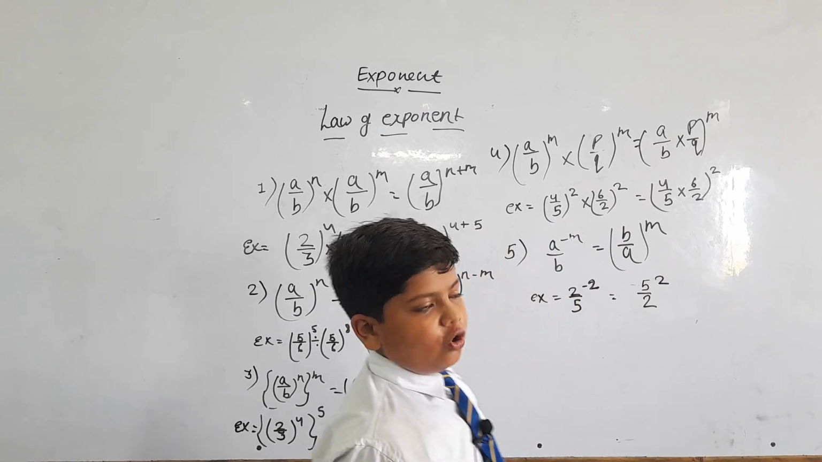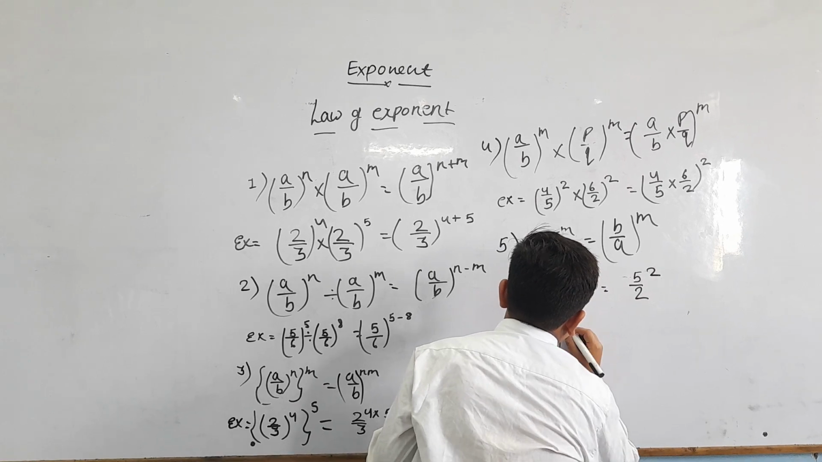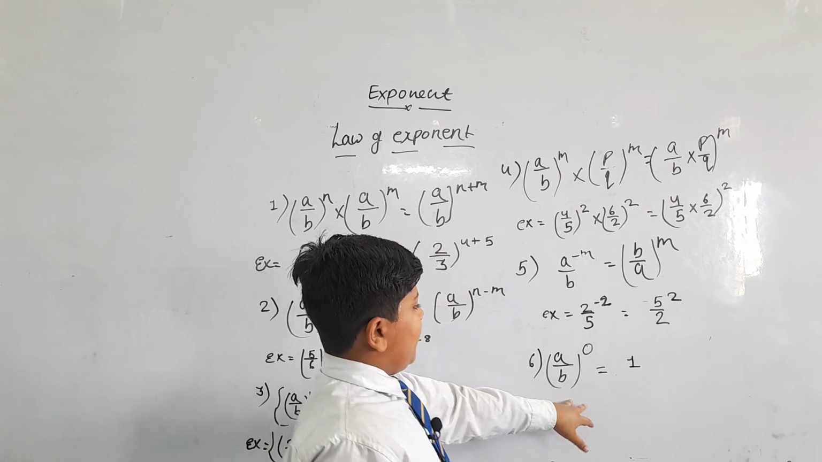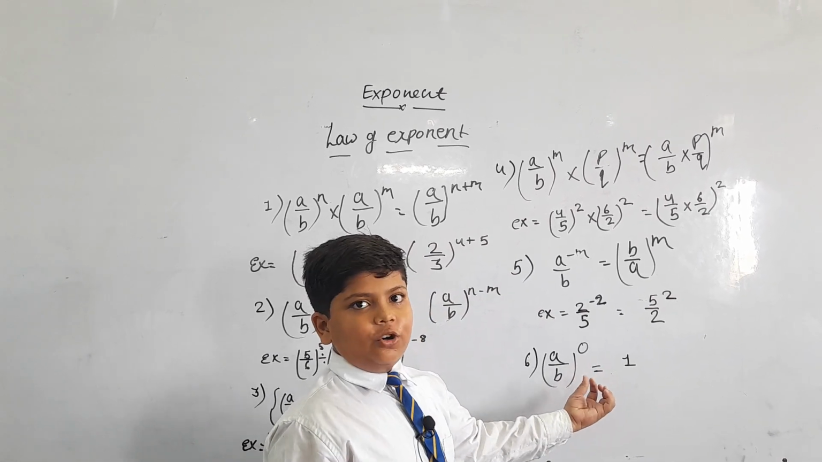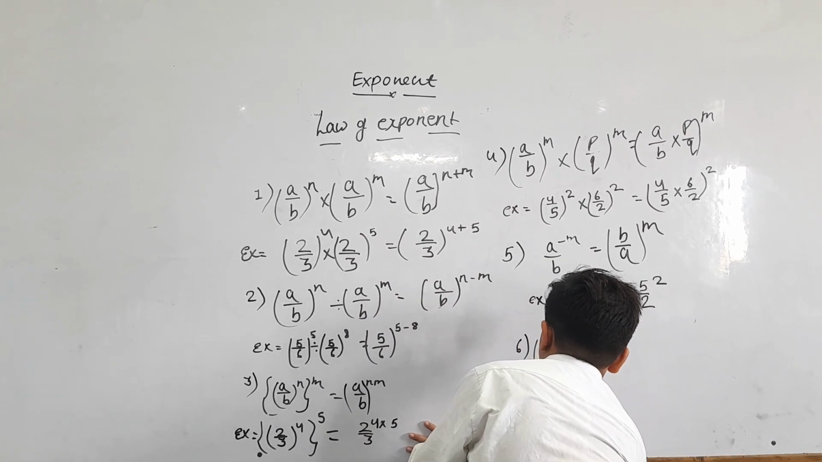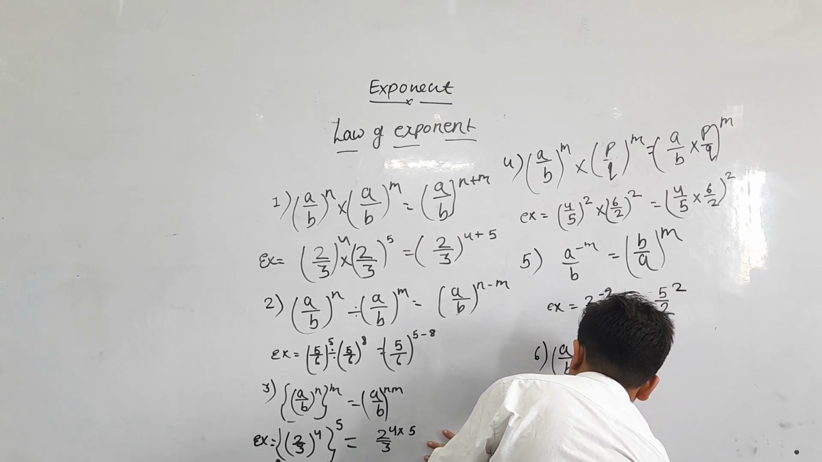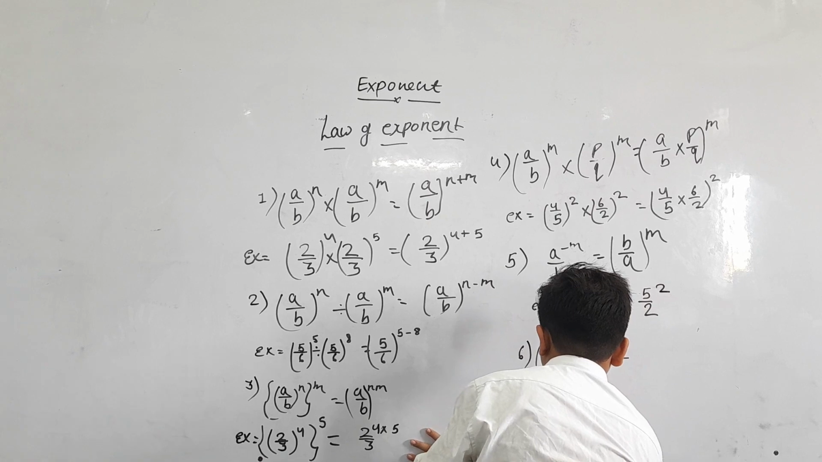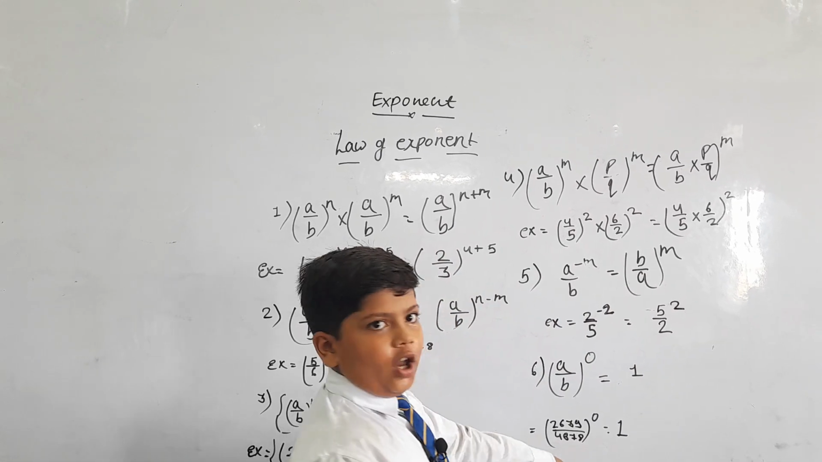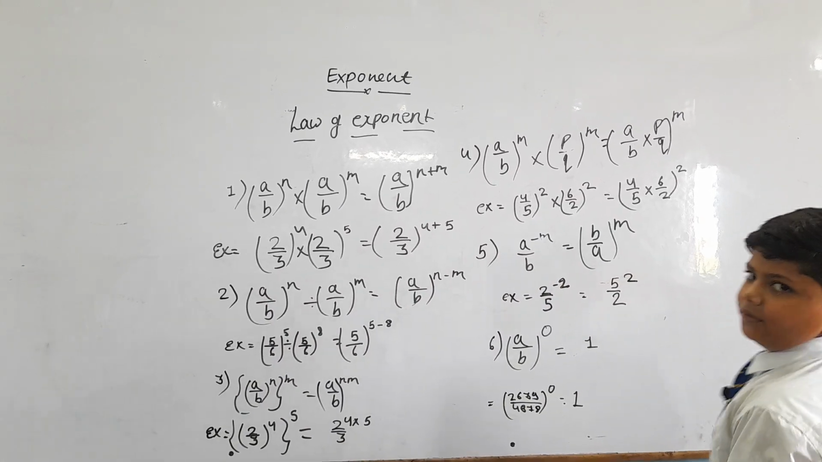And the sixth and last rule of exponents is: when any number has power 0, the answer is always 1. For example, any large number or small number that has power 0, we always get 1. Thank you.